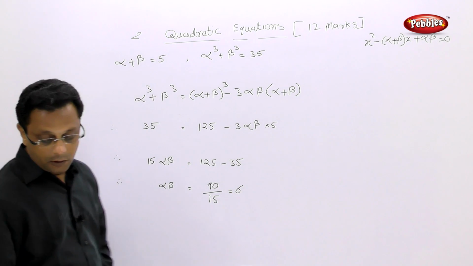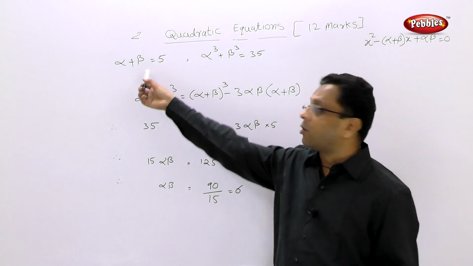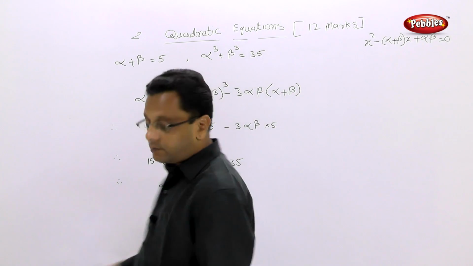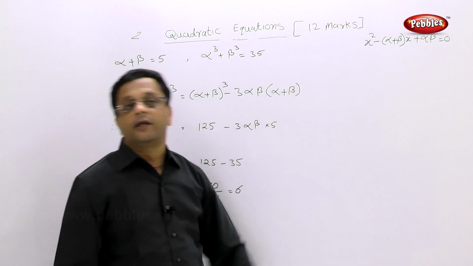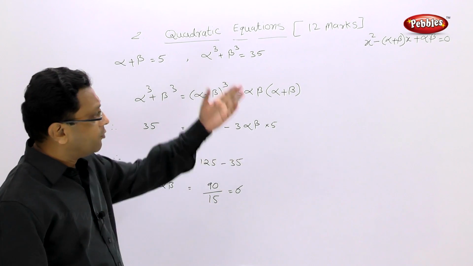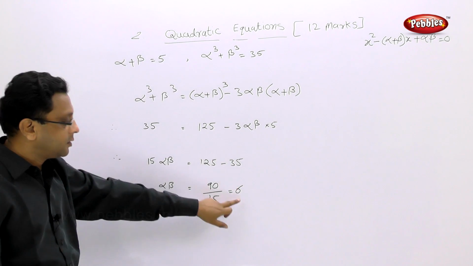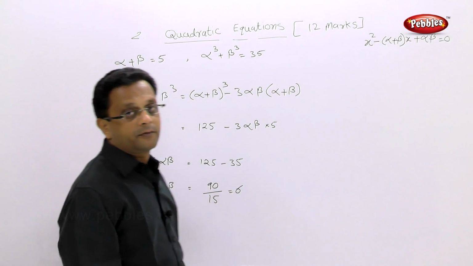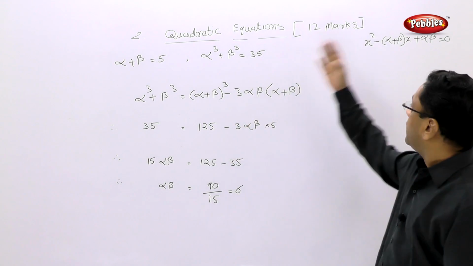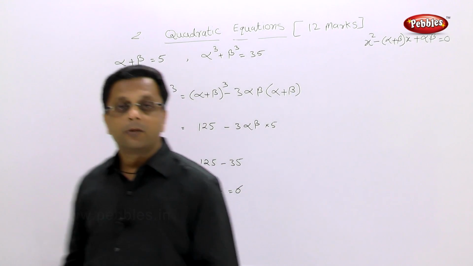So now we have got the value of alpha beta as 6 and the value of alpha plus beta is already known, it is given as 5. So now quickly formulate the quadratic equation with the roots alpha and beta. Very easy. It will be x square minus 5x plus 6 equal to 0. You have to write down this answer: x square minus 5x plus 6 equal to 0.